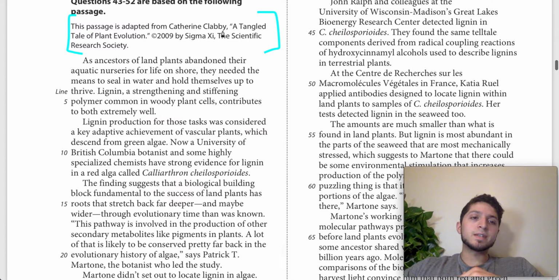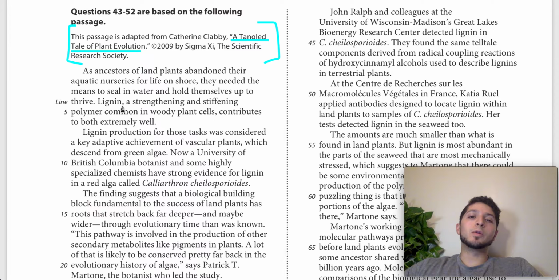So this blurb says a tangled tale of plant evolution. And we should at least know that the topic of this passage is lignin, right? Which is this strengthening and stiffening polymer common in woody plant cells. And we should at least know it's about that. So a tangled tale of plant evolution. We can put two and two together and say maybe this is talking about lignin and the role that it plays in plant evolution. And that's pretty much true, although it's not specific enough for us to answer this question.